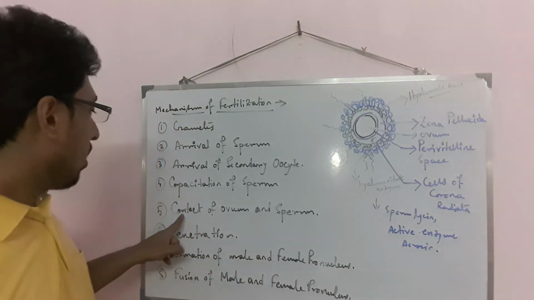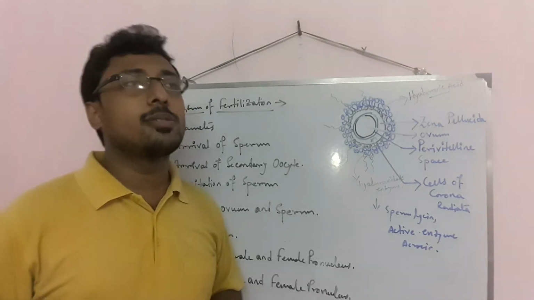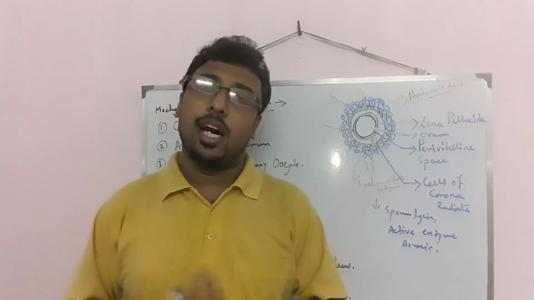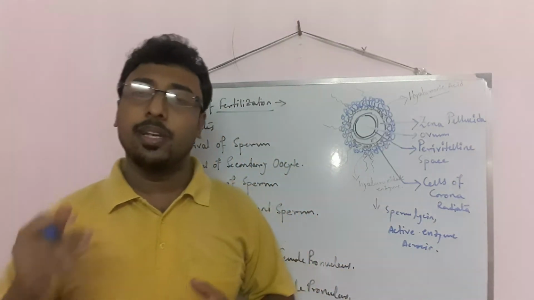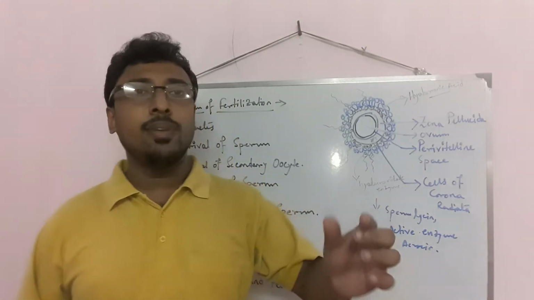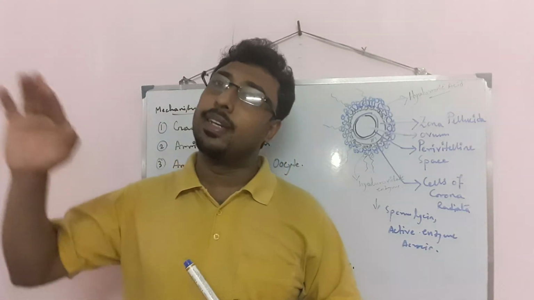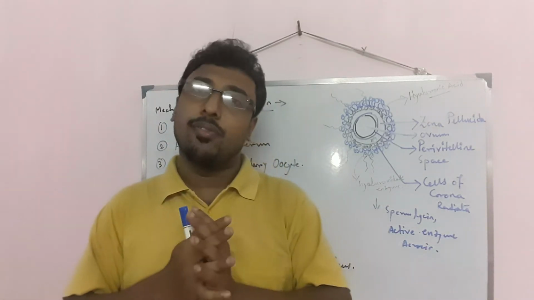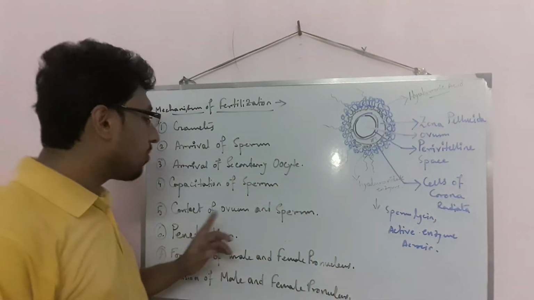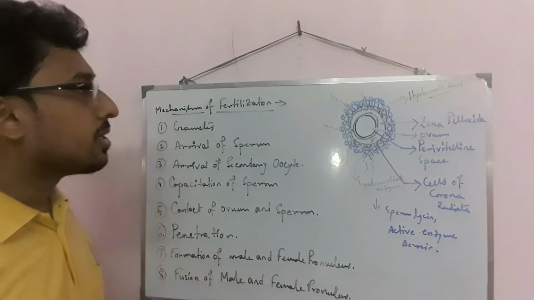Next is contact of ovum and sperm. Contact of ovum and sperm means that at the fallopian tube in the female reproductive system there will be the connection of ovum and sperm, because the ovum will come from the ovary into the fallopian tube, and the sperm will reach the fallopian tube, and there the fertilization process will occur. So it is the contact of ovum and sperm. Next is penetration. Now I will show you the diagram.